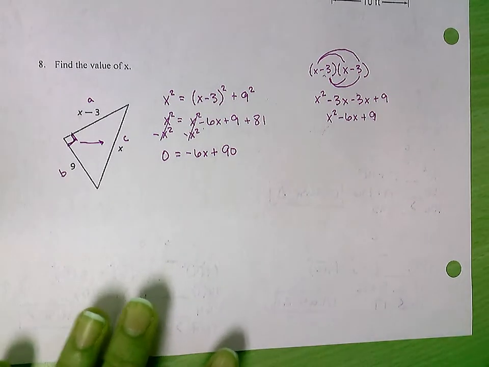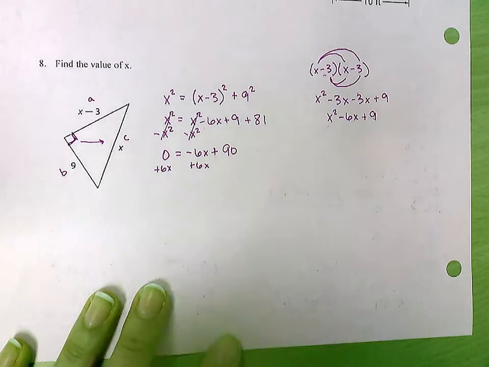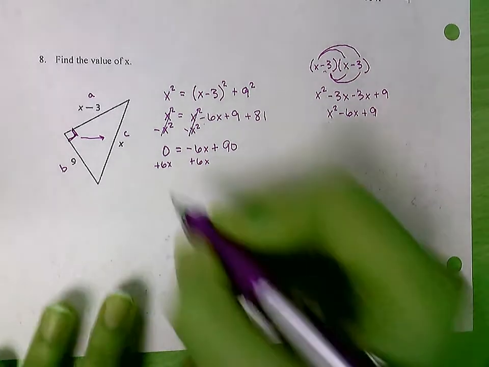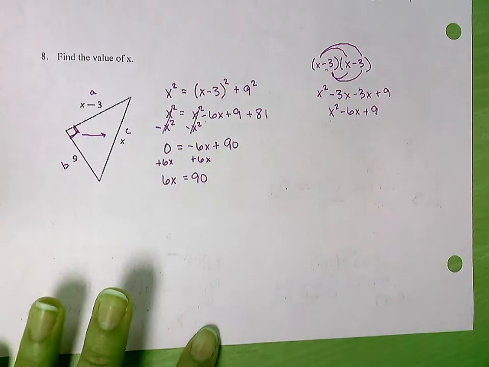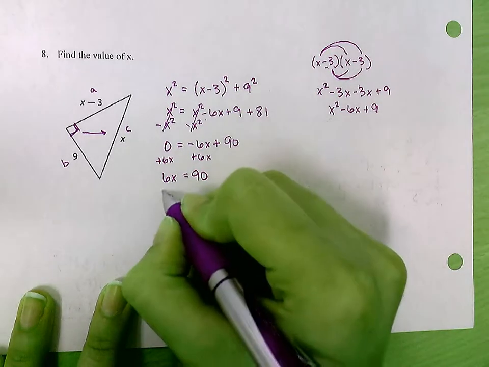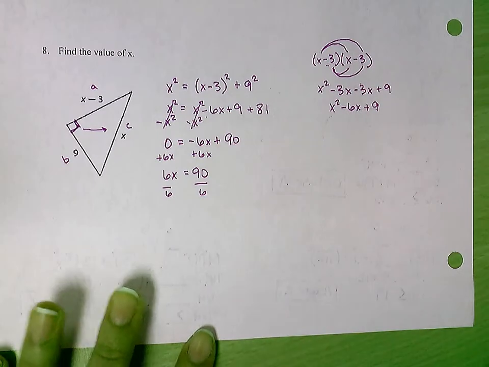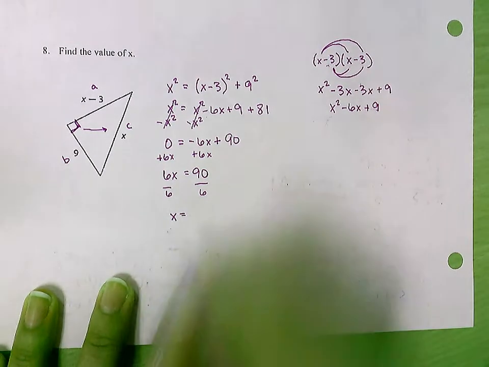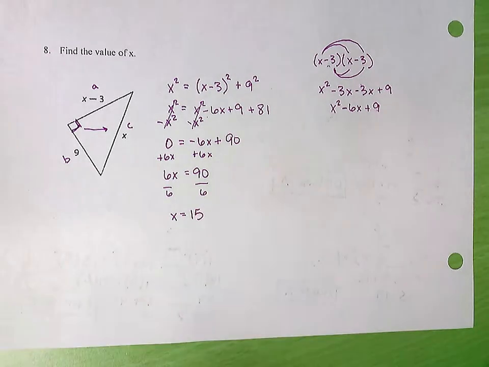Okay, now I need x on one side, so we'll add 6x to both sides here. So I end up with 6x equals 90. Divide by 6. And x will be equal to 15.